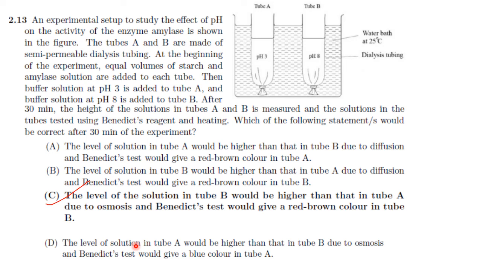Then next one, the level of solution in tube A would be higher than that in tube B due to osmosis, and Benedict's test would give a blue color in tube A. Benedict's test is actually blue in color, which turns green, then turns red as the concentration of the sugar increases. So I told you that in tube B the reaction has taken place between alpha amylase and starch, and amylase is having an optimum pH for activity at pH 4.5 to 7. So naturally D will be not correct answer, C will be the correct answer.